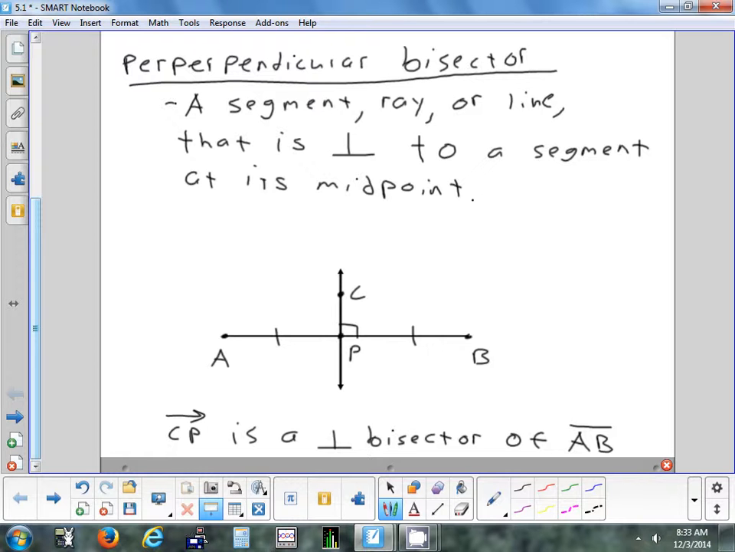So in this picture, it's actually a line, not a ray. Line CP is a perpendicular bisector of AB. How do I know that by looking at the picture? Well, first of all, they've marked it perpendicular with that square in the corner. And second, they marked AP and BP the same length. That's how I know P is the midpoint. Any questions on the definition of a perpendicular bisector?